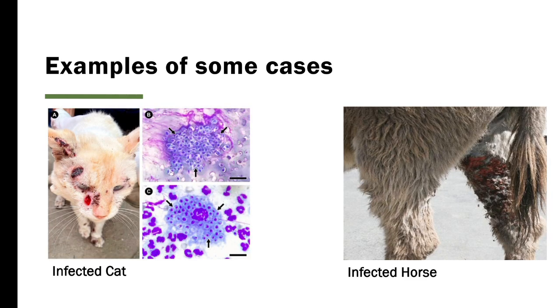Finally, these are some photos of cases infected with sporotrichosis, like the cat and horses. You can see clinical signs and how the skin is damaged by the disease.